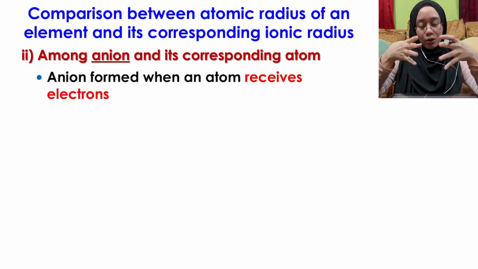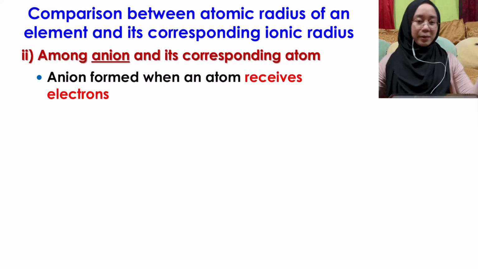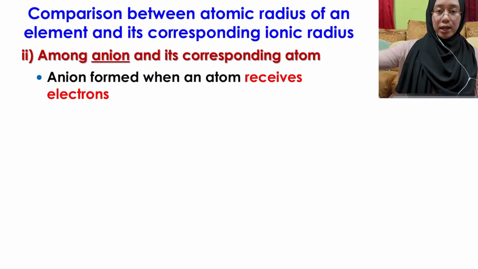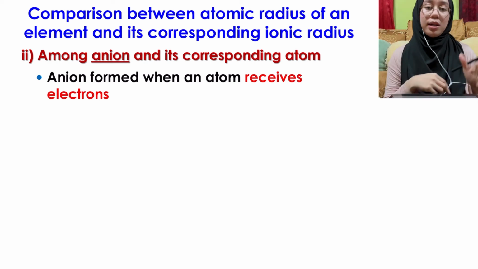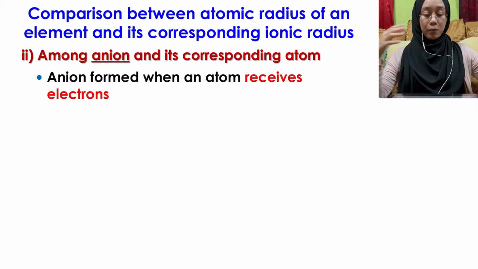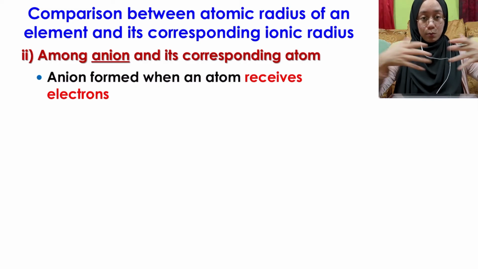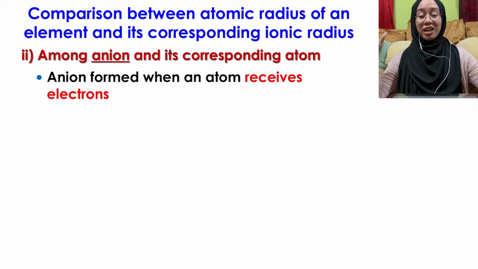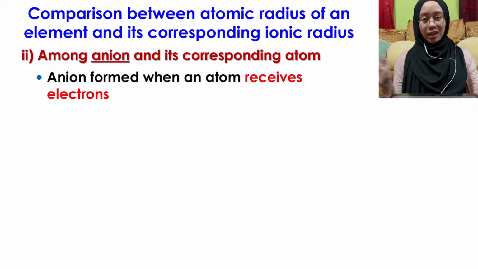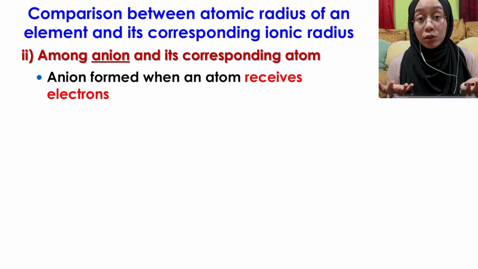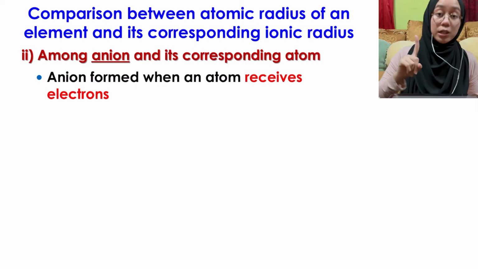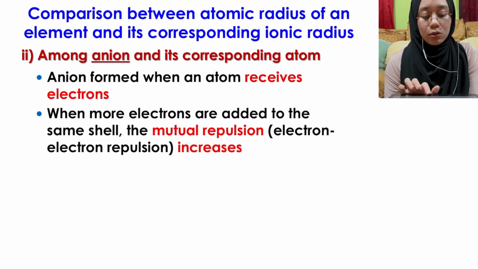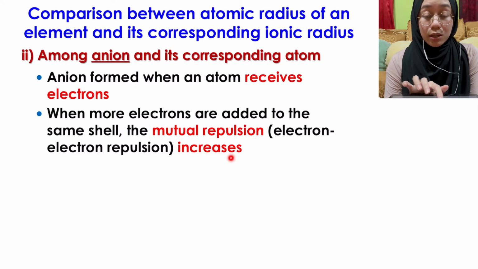Kamu akan, yang group 5 orang tu tadi, dia akan try bagi space lah kan, dia akan tolak kawan-kawan yang lain supaya yang 2 lagi tu boleh masuk dalam bulatan tu. So what happens to the bulatan then? It's gonna be bigger. Kan kamu pergi tolak kawan-kawan lain tu tadi, bermaksud what happened to the mutual repulsion? Mutual repulsion increases. Okay, so when more electrons are added to the same shell, the mutual repulsion increases.